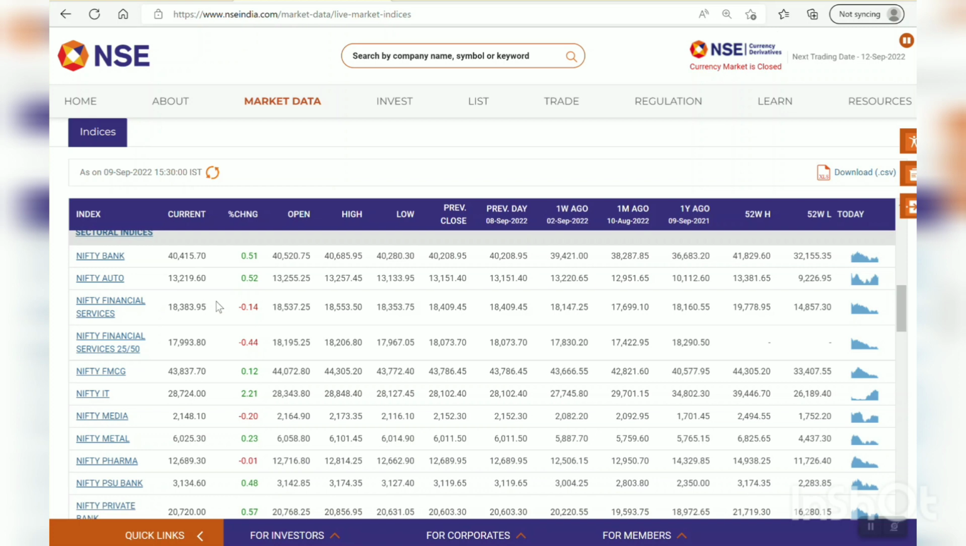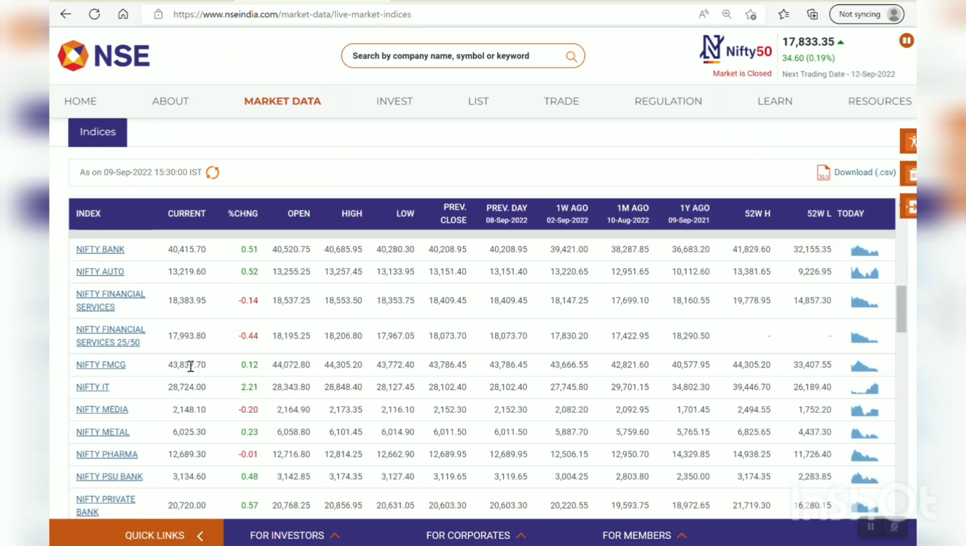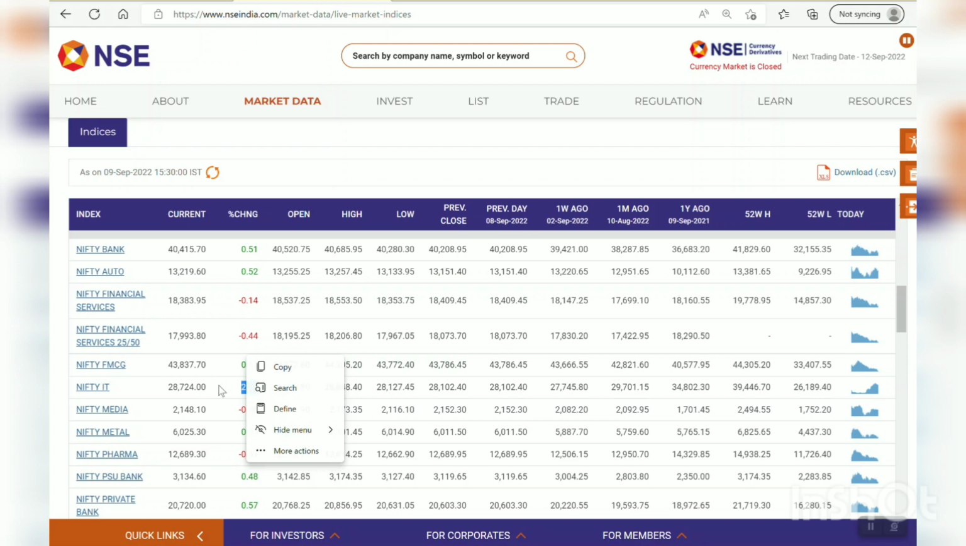sectorial indices page, and I see which is the sector moving on the positive side with percent change on the higher side. Okay, so if I come to this page, I can clearly see Nifty IT, this is Friday data, and Nifty IT's percent change is more than any other index. So that gives me an indication that today the buying is happening in the IT index.